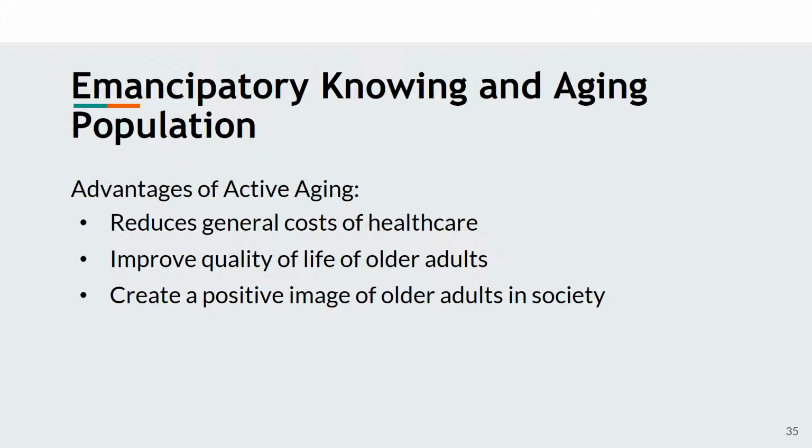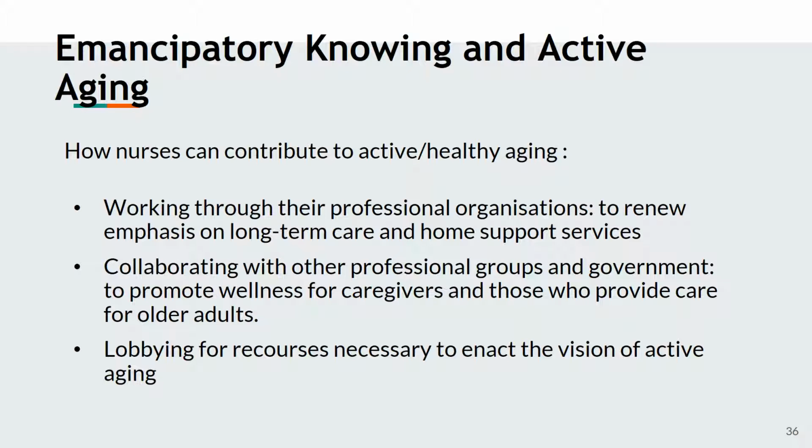The advantages of active aging include reducing general costs of healthcare, improving the quality of life of older adults, and creating a positive image of older adults in society. So, how can nurses contribute to active aging? This can be done by working through professional organizations to renew emphasis on long-term care, collaborating with other professional groups to promote wellness for caregivers and those who provide care for older adults, and lastly, lobbying for resources necessary to enact the vision of active aging.